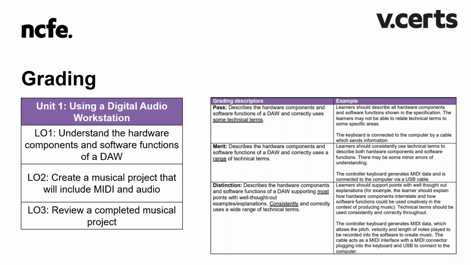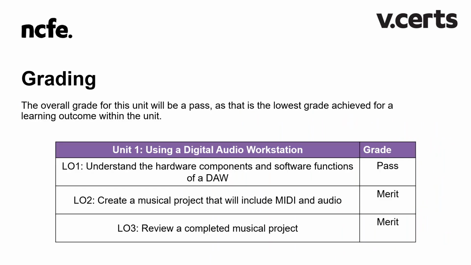Then for learning outcome 2, there will be some different grading descriptors, and likewise for learning outcome 3. So let's say you have now marked the Unit 1 assignment, and these are the grades that are achieved in each learning outcome: a pass, a merit, and a merit. The final grade for the unit will be the lowest grade the learner achieved in a learning outcome, so in this example, a pass. Each learning outcome has to be demonstrated at the same basic level of competency if we're to say that the overall unit is at that level of competency. There is no compensatory grading within the unit.